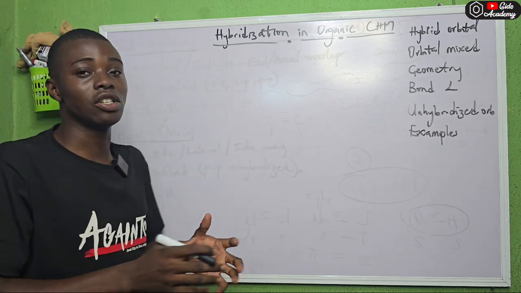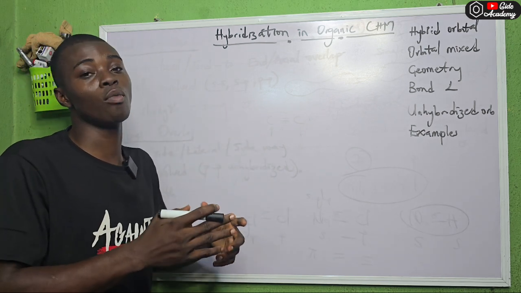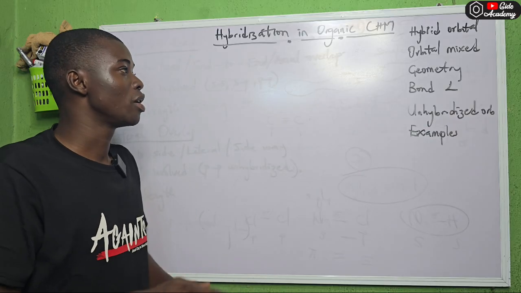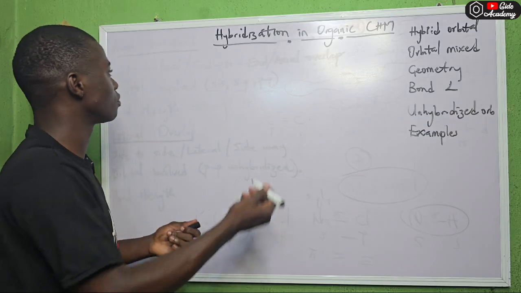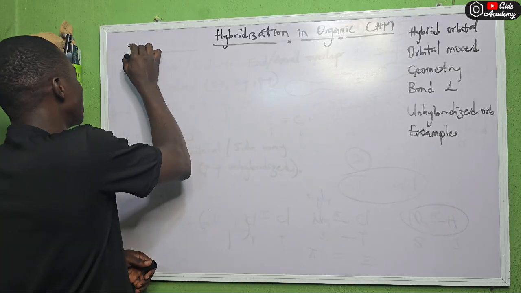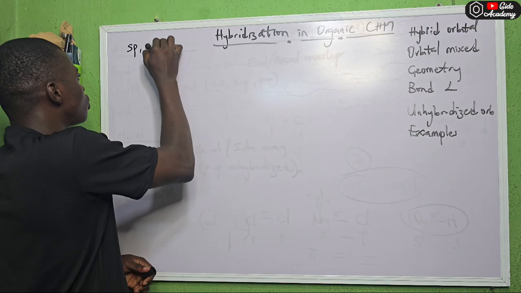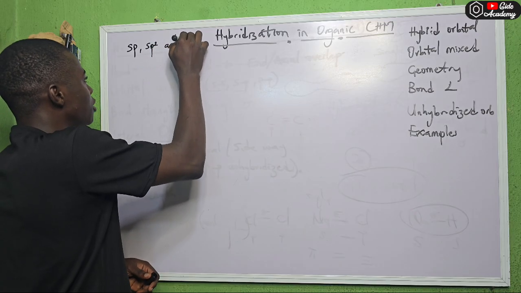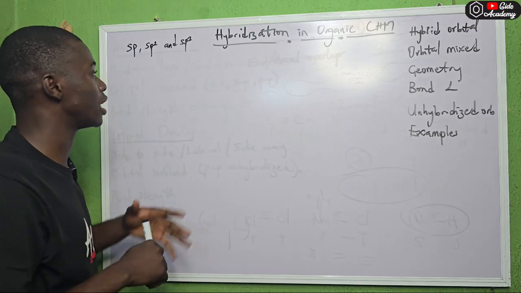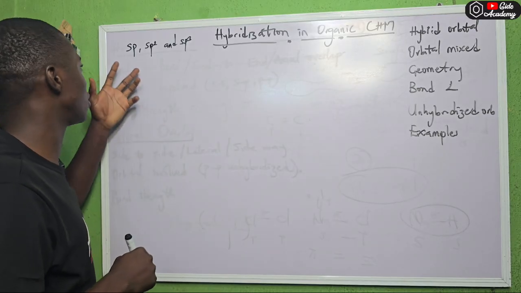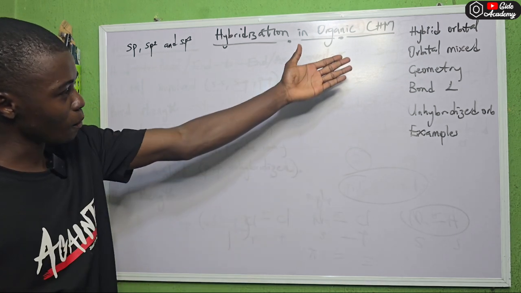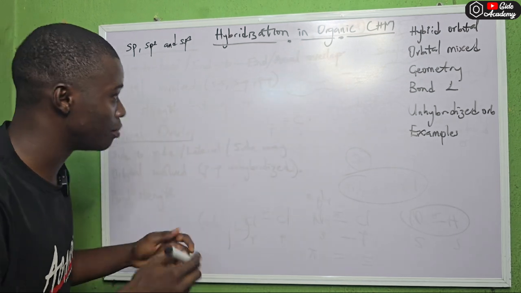Like I always say, hybridization is the blending of two or more atomic orbitals to form different orbitals. In this particular video, there are three types of hybridization we'll be working with: sp, sp2, and sp3. These are the three major types of hybridization that carbon undergoes. And as long as I'm talking about carbon, I'm talking about organic chemistry.